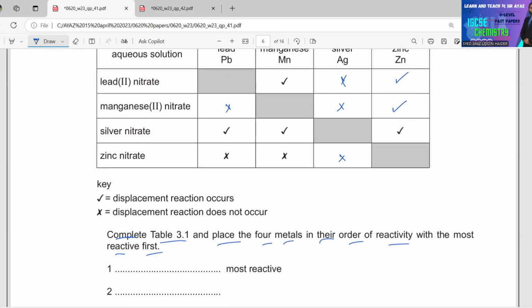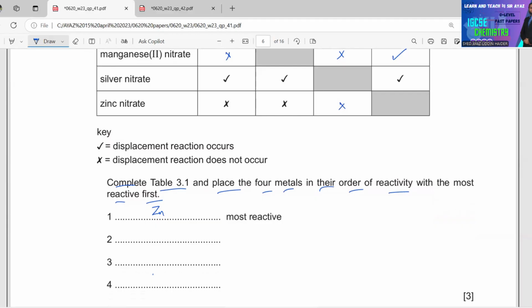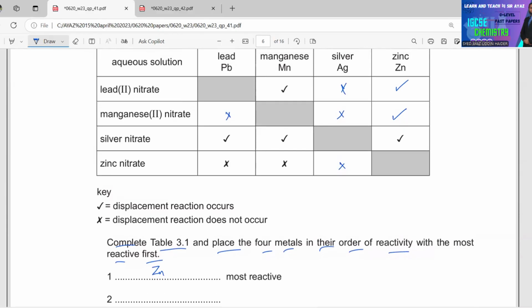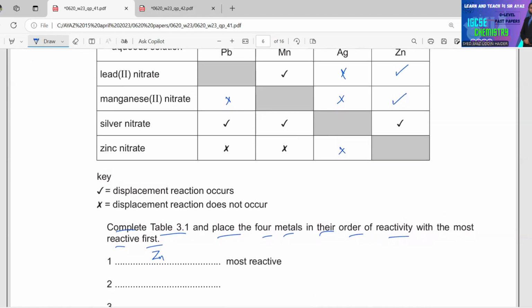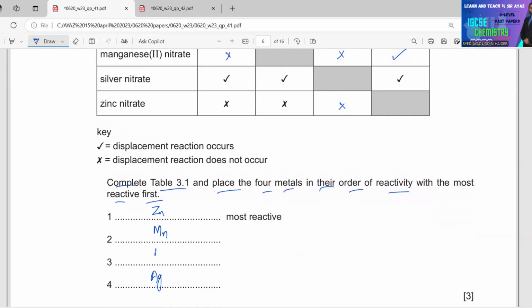Now we have the situation here. Zinc being the most reactive one will come first. So I will write the Zn first. And Ag must be the least reactive, so I will write on fourth Ag. Now we are left with lead and manganese. Manganese is displacing lead nitrate, so manganese must be more reactive than lead. So I will write Mn. Then after Mn we have Pb. This will be the final series.